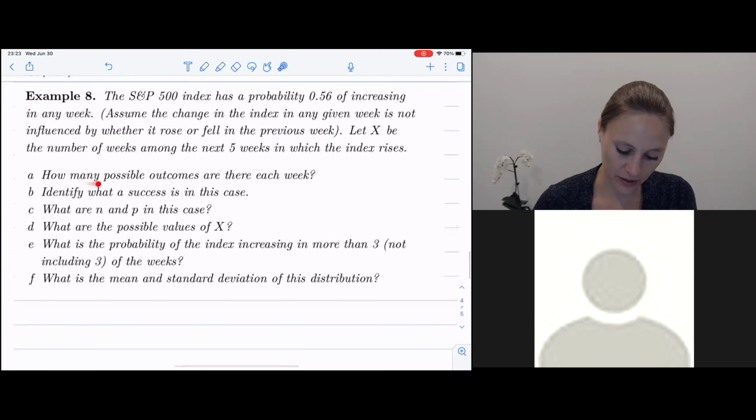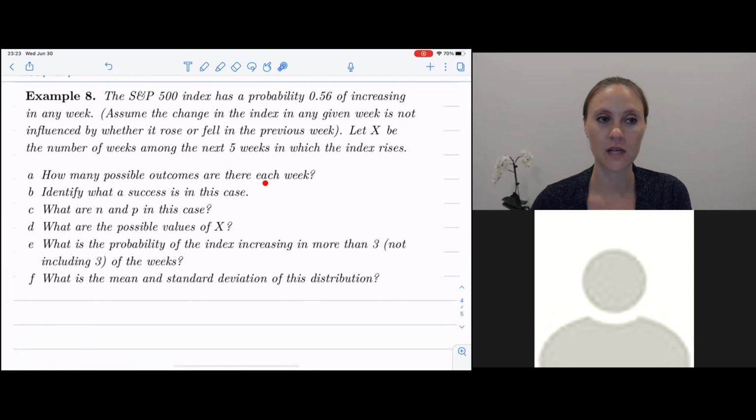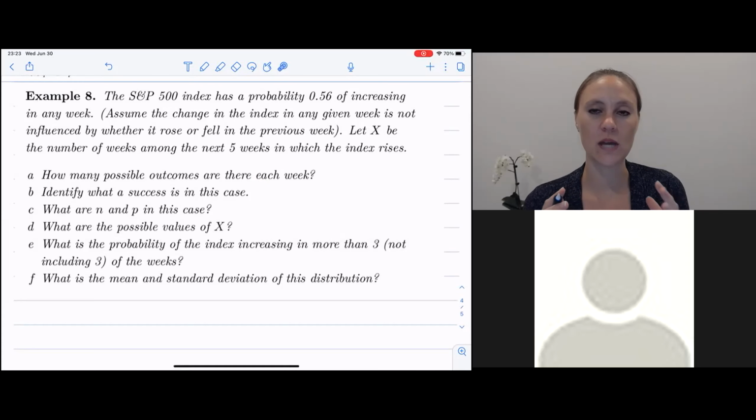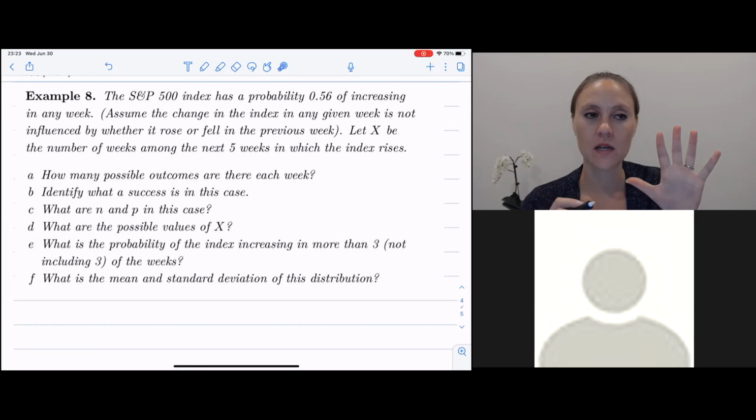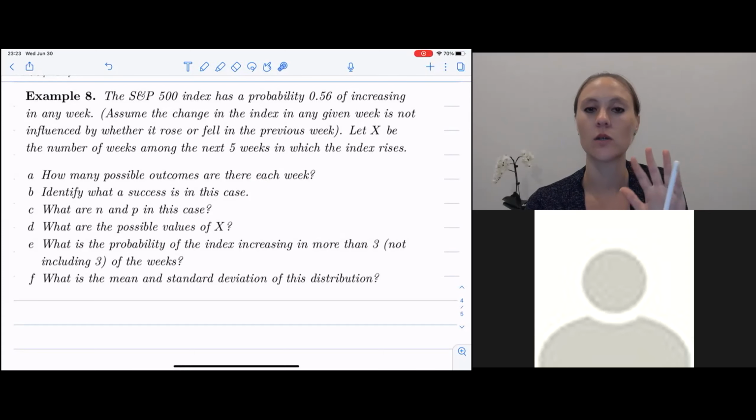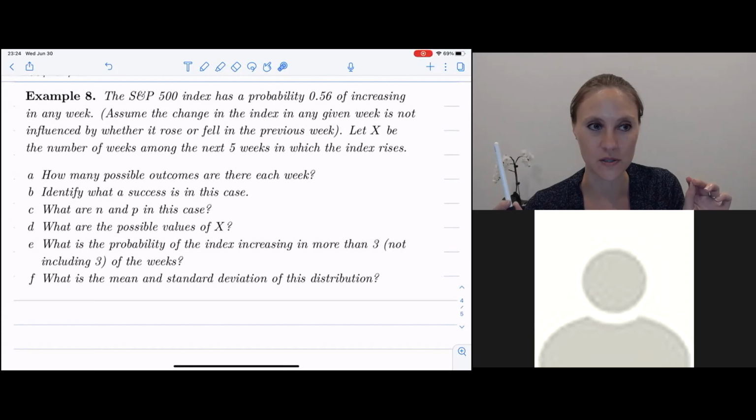So we want to know how many possible outcomes are there each week. I will say this, you don't want to forget about 0 increases, right? So 5 weeks, we have 5 trials, right? And so we could have, well, 5 increases, right? So an increase in every week. You could have 4 increases, you could have 3 increases, you could have 2 increases, you could have 1 increase. And like I said, don't forget, you could have 0 increases, right? So that's also an option.